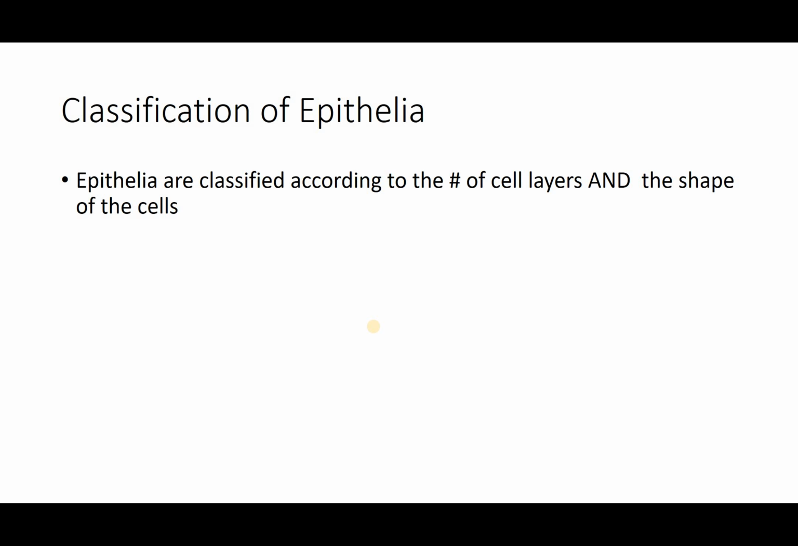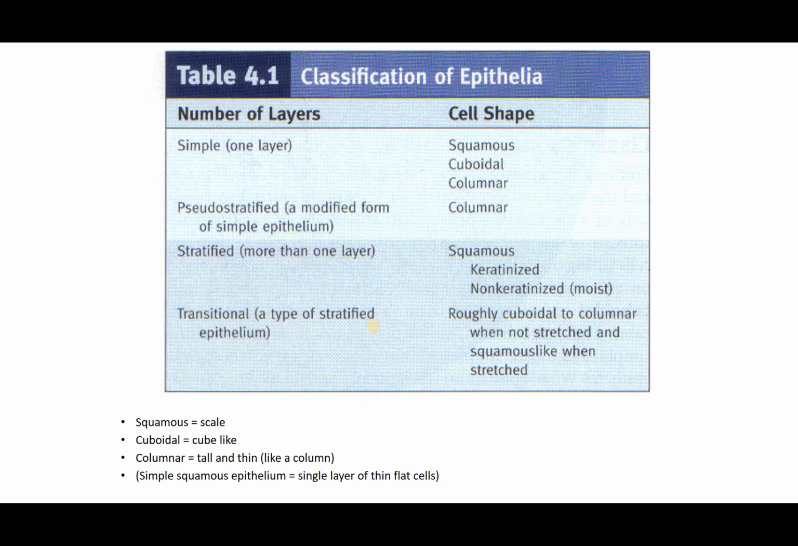So we name them according to the number of layers and the shape that they present with. Simple means one cell layer thin, and it can have a squamous look to it, which is fish scale like. It can look like a cube, or cuboidal, and columnar, look like a column. So simple, one cell layer thin, shaped kind of like a fish scale, shaped like a cube, shaped like a column.